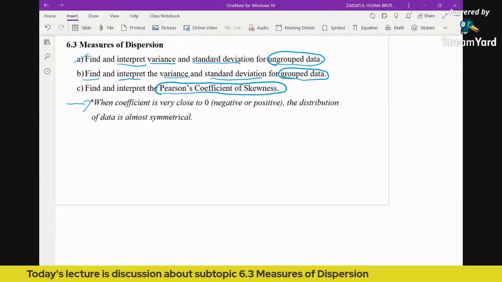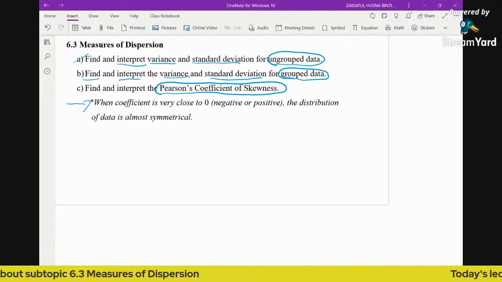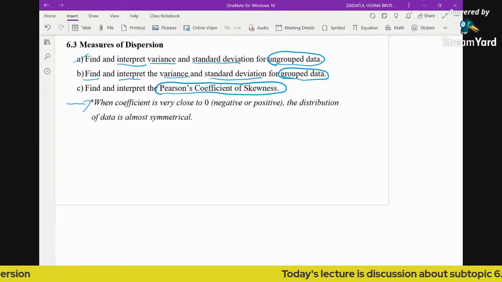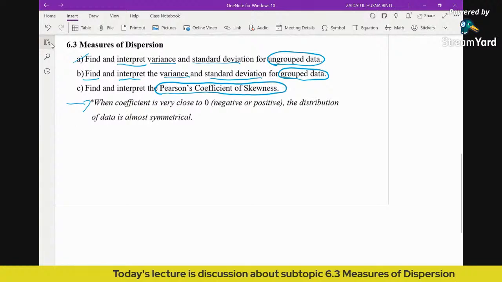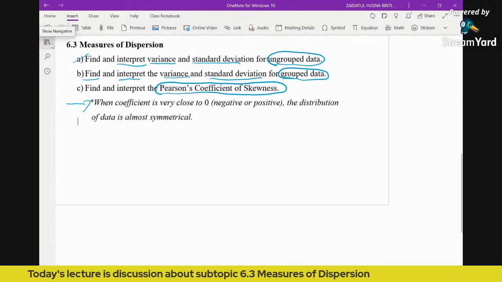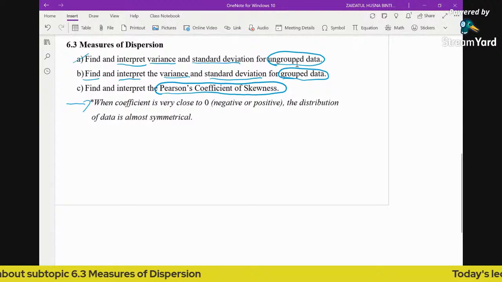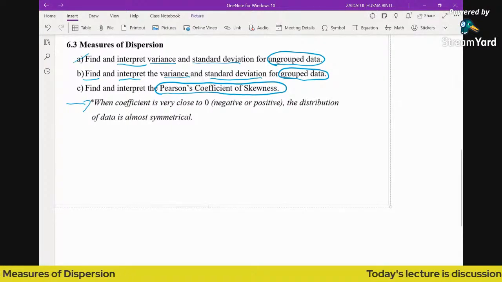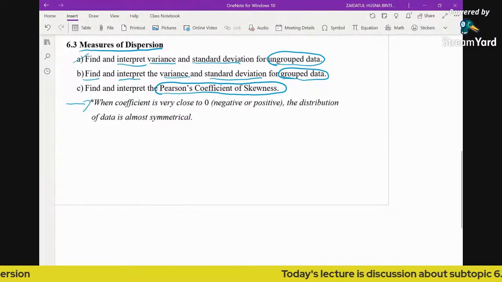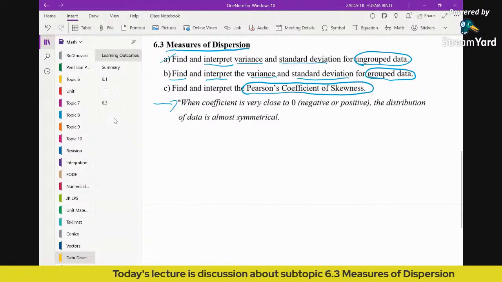When the coefficient is very close to 0, negative or positive, the distribution of data is almost symmetrical. We'll come back to that. But first we are going to accomplish the first learning outcome: to find and interpret variance and standard deviation for ungrouped data. And why are they called measures of dispersion? Now let's see, 6.3.